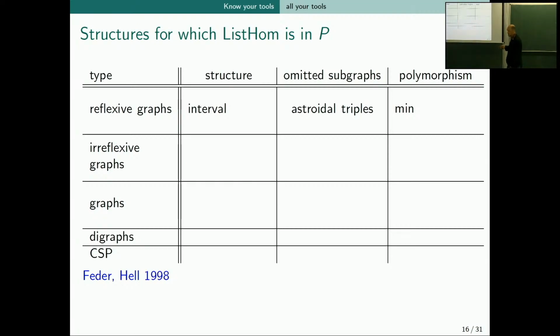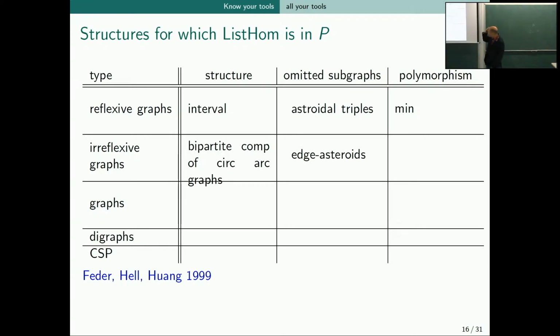A year later, with Huang, they did the same thing for irreflexive graphs. What is a reflexive graph? Every vertex has a loop. Now, for an irreflexive graph, which is just a graph for most people, we know that the homomorphism problem is only easy if it's bipartite. So the list hom problem can only be easy when we're bipartite. They characterize the easy bipartite graphs as those that are complements of a circular arc graph. A circular arc graph is a generalization of an interval graph where your intervals are around a circle.